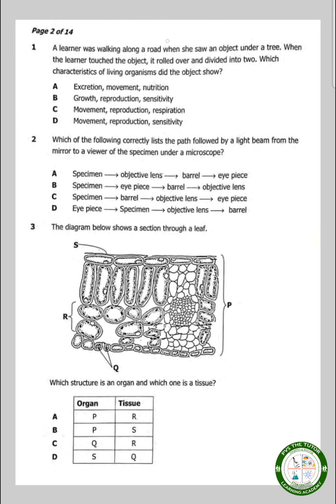So when the learner touched the object, it rolled over. That means it sensed, like it felt something, so it had to roll over. That is sensitivity, right? And from there, it rolled over and divided. To roll over is to move, isn't it? It's movement. Understand that? Then it further did what? Divided into two. To divide is just reproduction, like cell division.